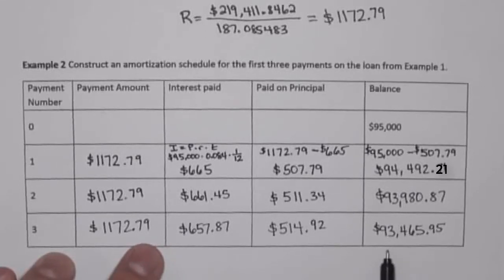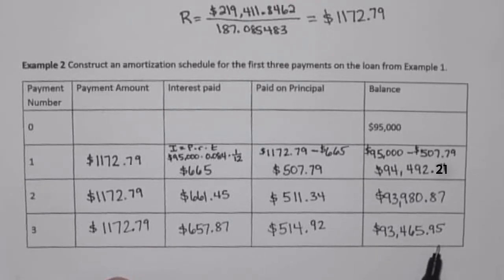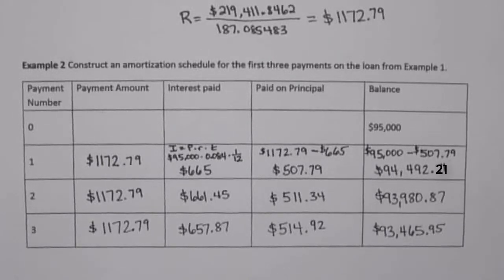$93,465.95. So if the retiree wanted to pay off the loan at that point, the payment would need to be $93,465.95. And so that finishes this example. We've completed our first three payments on the schedule, but we could also continue that for the entire 10-year period. Now, typically, we wouldn't do all of that by hand. Instead, we would do that in a spreadsheet.